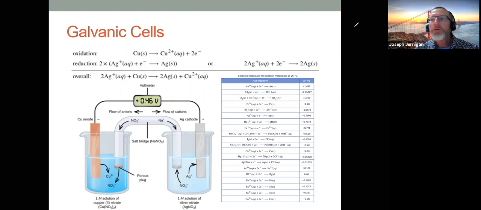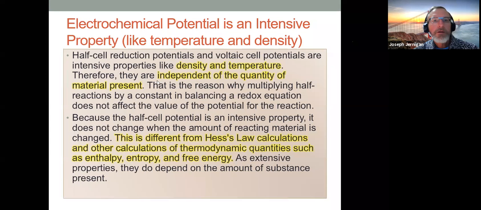All right, let's move on here. We're going to run a little bit short on time, but I talked about this, and this is just the words around it. Potentials are like density and temperature. They're independent of the quantity of the material present. This is a key thing to know for you guys.